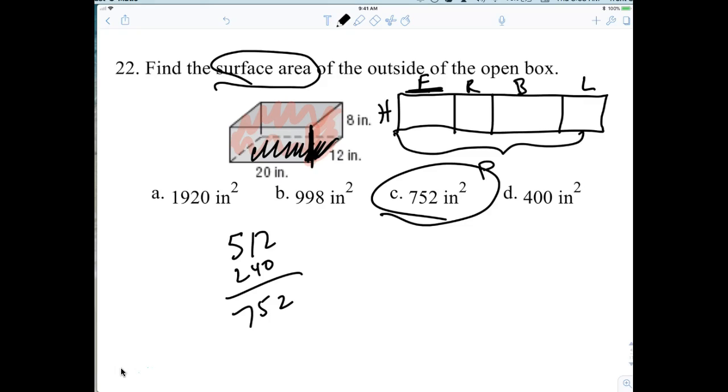Wait, so if it wasn't an open box, would you times 240 by 2? If it was closed, yes. Surface area equals 2 times base plus perimeter times height.